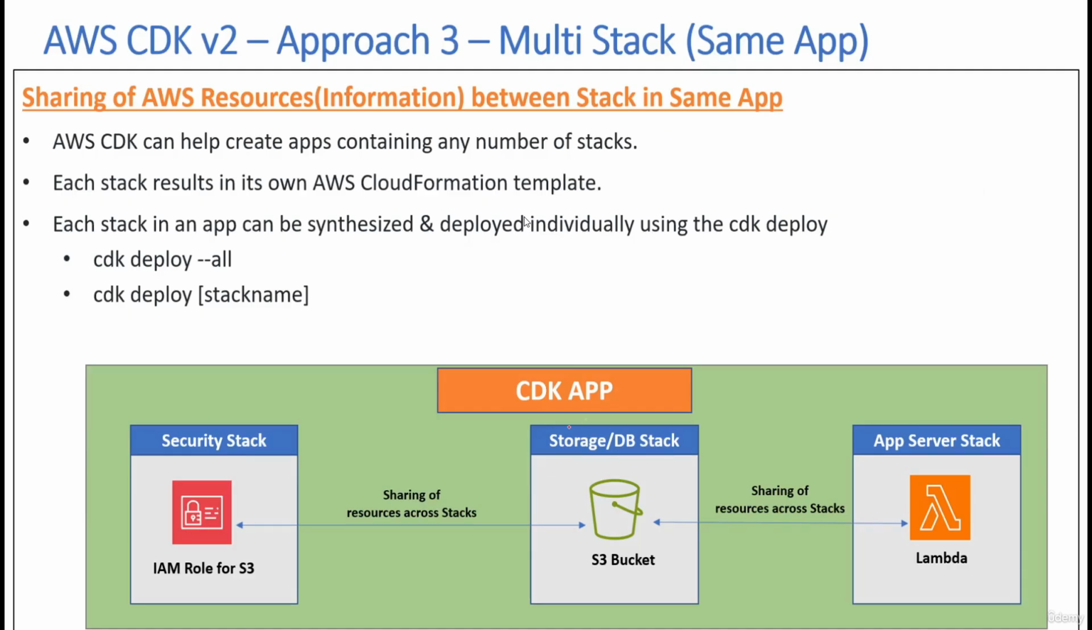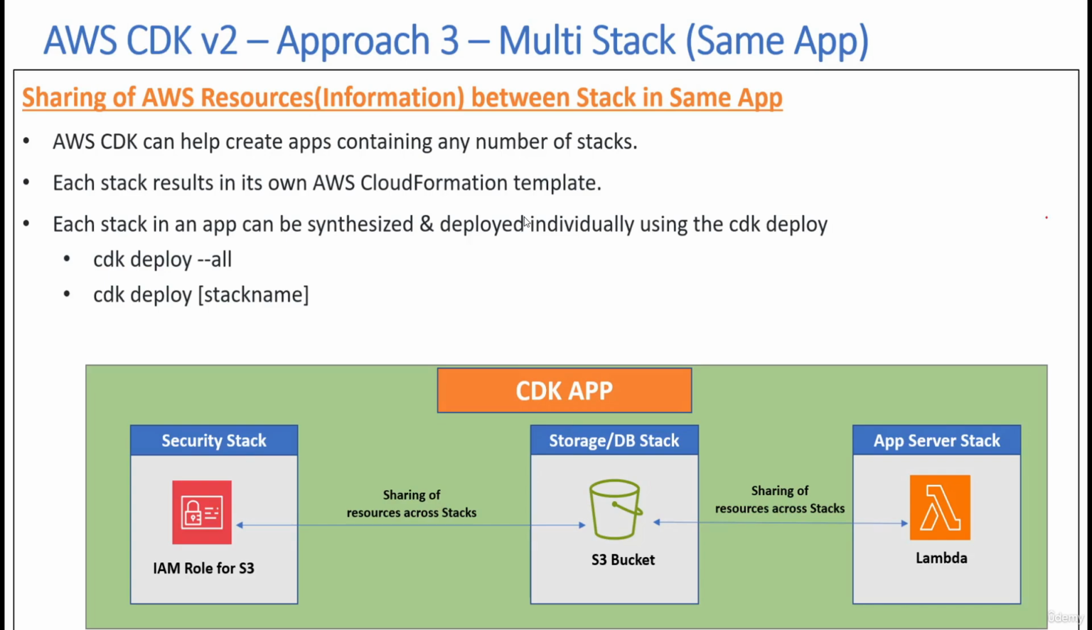Now let's take an example of a web application. It will be a 3-tier architecture. So you'll have multiple AWS services supporting that 3-tier architecture. So you could have security services like IAM role, security group. Then on the app tier, you could have EC2, Lambda, or containers. Then on the database or storage side, you could have an S3 bucket or RDS, DynamoDB.